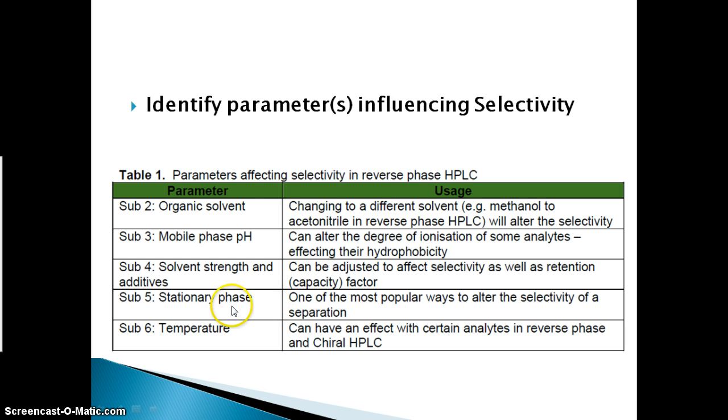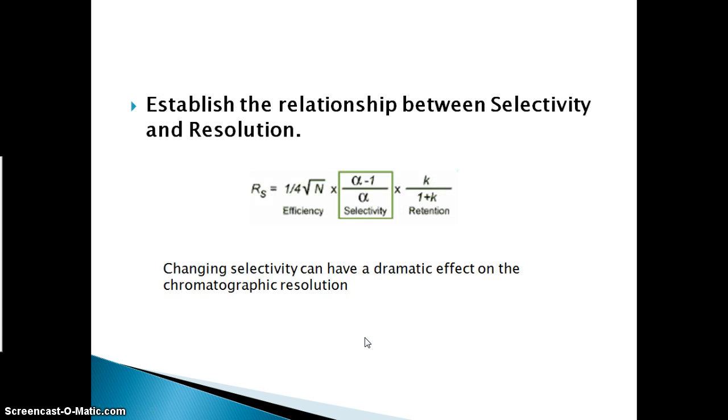Another example would be stationary phase, one of the most popular ways to alter the selectivity of a separation. And finally, temperature. That can have an effect with certain analytes in reverse phase and chiral HPLC.